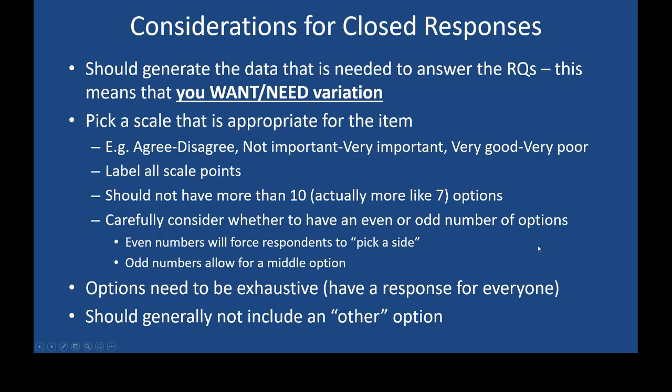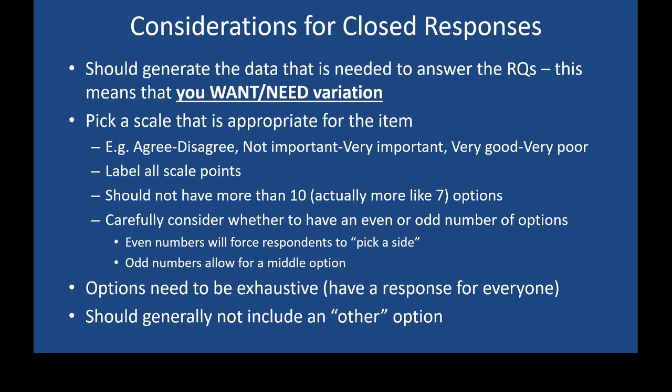Also, for your scales, you never want more than 10 options. I would say you probably don't really want more than 7. So if you're going to use survey responses in a regression or something, you probably want 5, 6, or 7 options, or points, on your scale.